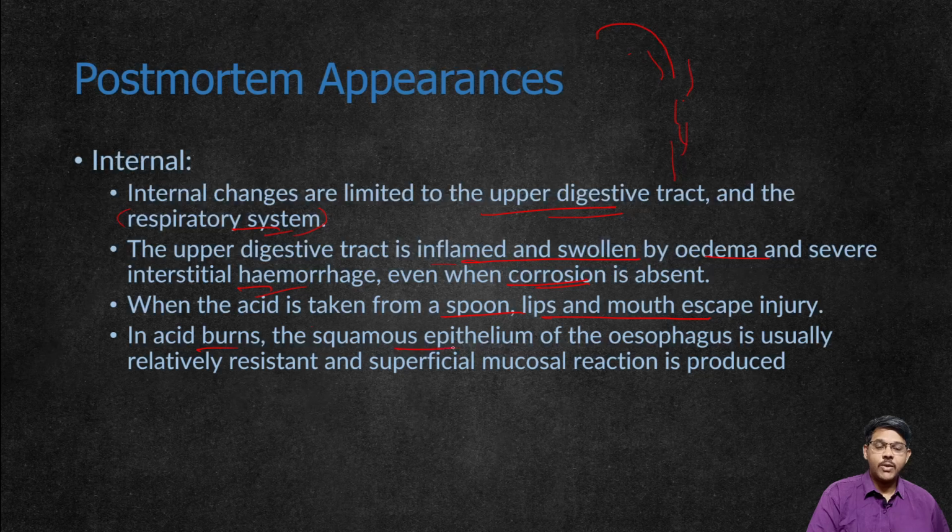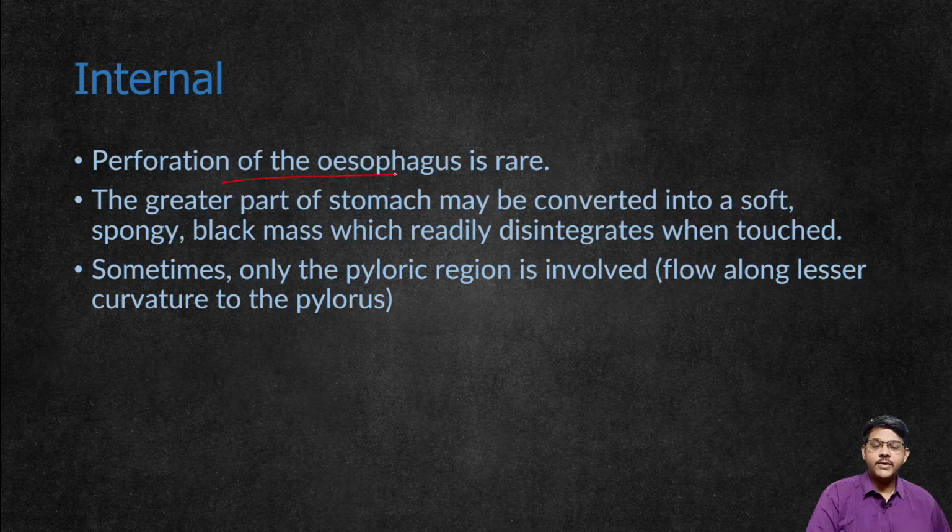In acid burns, the squamous epithelium of the esophagus is usually relatively resistant, so perforation of the esophagus is rare. The greater part of the stomach may be converted into a soft, spongy black mass which readily disintegrates when touched. Sometimes only the pyloric region is involved. Sometimes the acid may pass along the lesser curvature and enter the pylorus, and only the pylorus may be damaged or eroded, as the sulfuric acid travels along the lesser curvature to the pylorus.